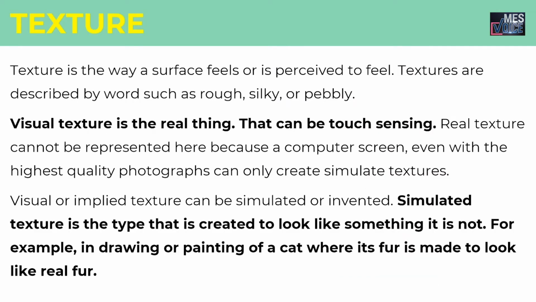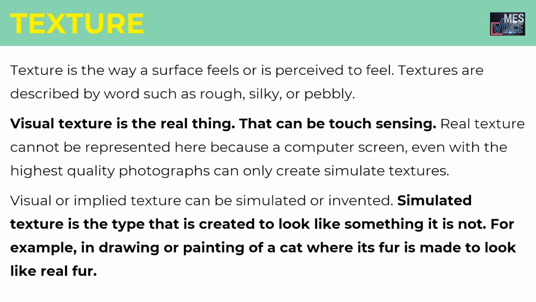Next one is texture. Texture is the way a surface feels or is perceived to feel. Textures are described by words such as rough, silky or pebbly. Real texture is something that can be touched. Real texture cannot be represented here because a computer screen, even with the highest quality photographs, can only simulate textures. Visual or implied texture can be simulated or invented.